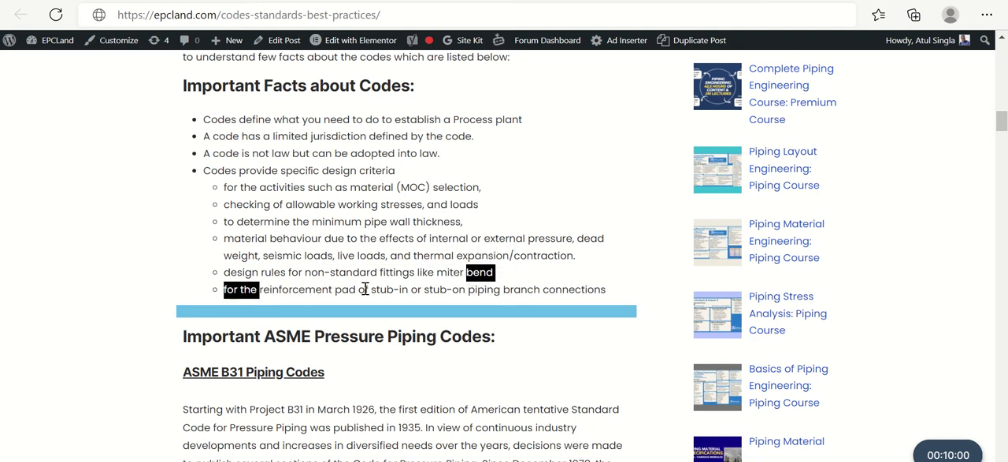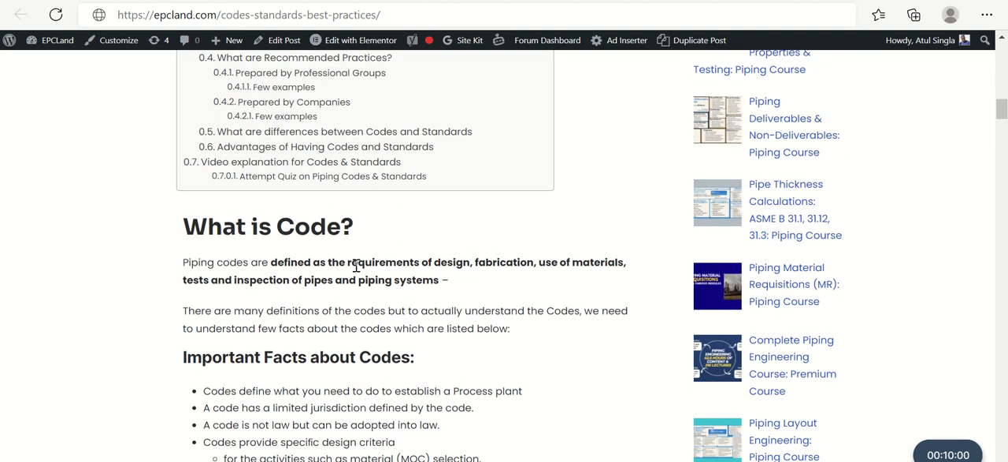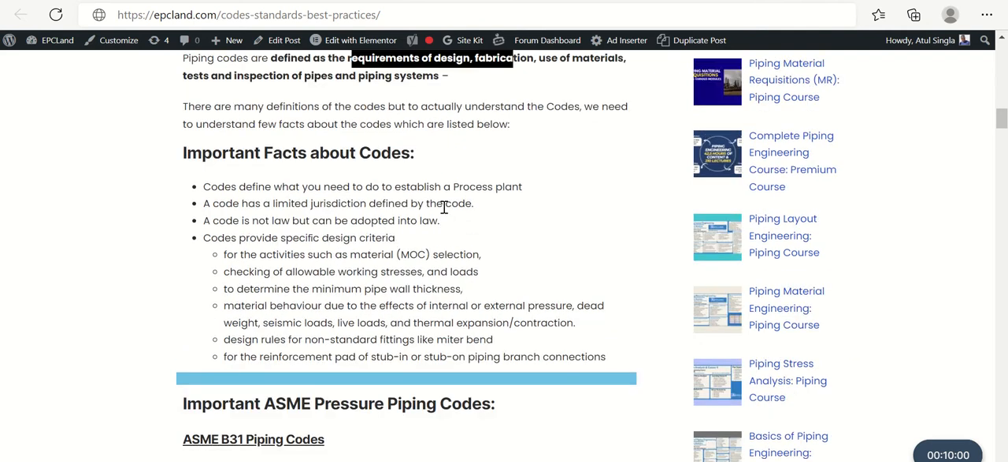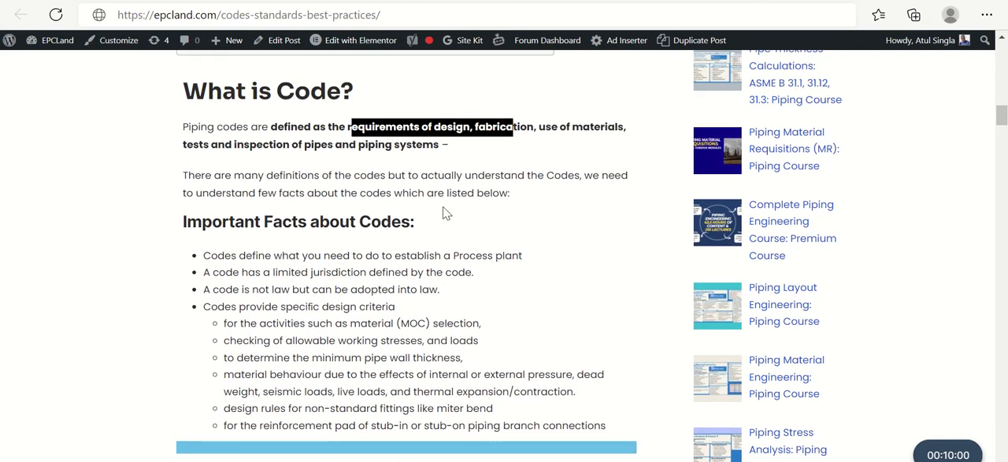So these are the basic things which are there in the code, and they fulfill the requirements of design, fabrication, use of material, everything will be defined in the code. So this is basically a major definition of the code, you can say.